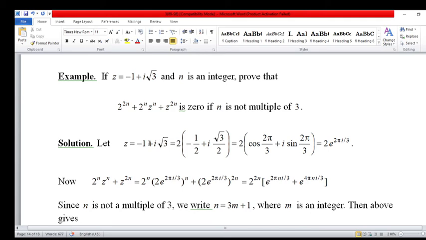Again find the value of r. So we have r is equal to 2. This is divided by 2, and the second part is again divided by 2. So this is cos 2 pi/3, and this is equal to sin 2 pi/3. So again convert into Euler form: 2 into e raised to i into 2 pi/3.